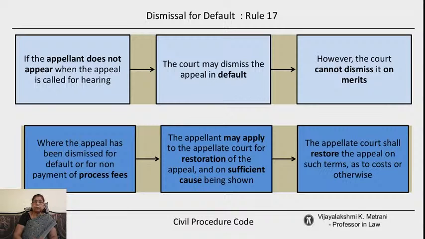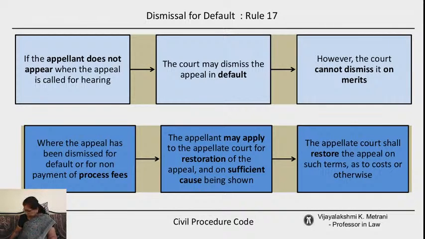If the appellant does not appear when the appeal is called for hearing, now not as the first instance, here it is called for the main hearing and he does not appear, there also the court may dismiss the appeal in default under Rule 17, but it cannot dismiss it on merits. Dismiss it on default means without hearing. It cannot dismiss it looking into all the points whatever is there. Okay, it cannot dismiss it on merits.